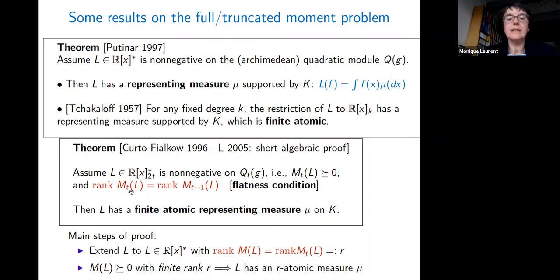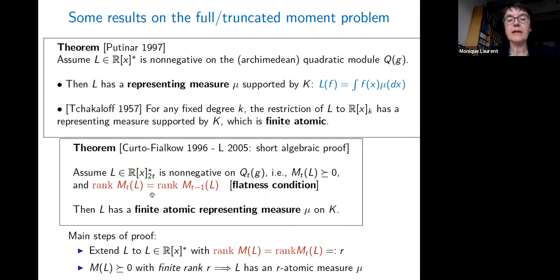So what does it say? We have the moment matrix of order T. It contains as a submatrix the moment matrix of order T minus 1, where you restrict yourself to the submatrix indexed by all monomials up to degree T minus 1 instead of T. So this is a principal submatrix of M_T of L. And what the flatness condition says is that these two matrices should have the same rank.